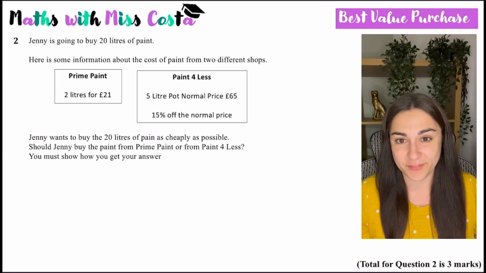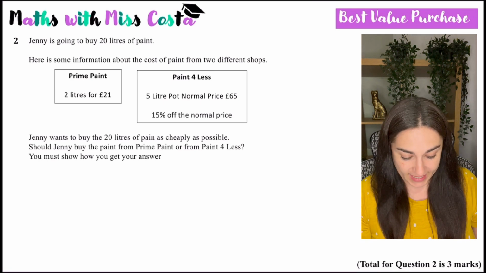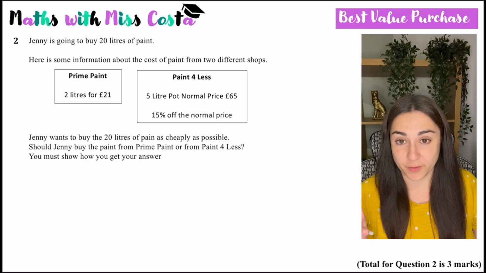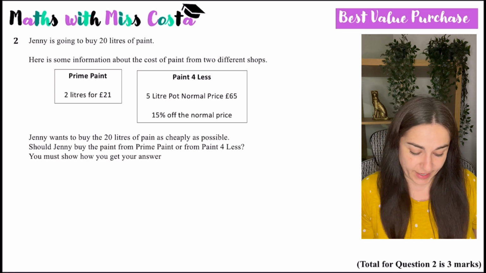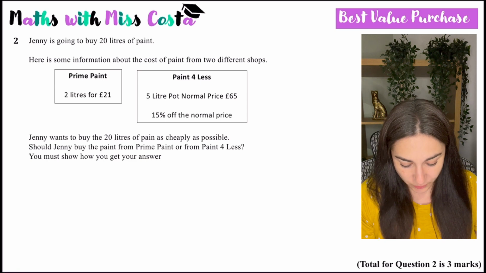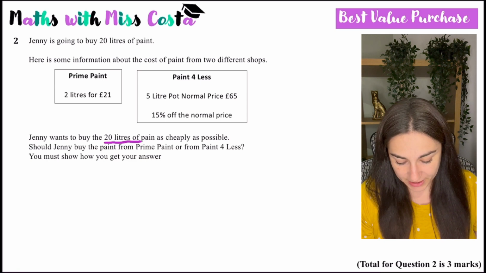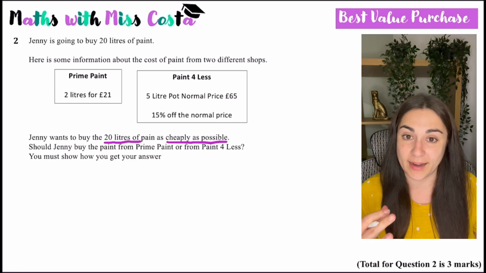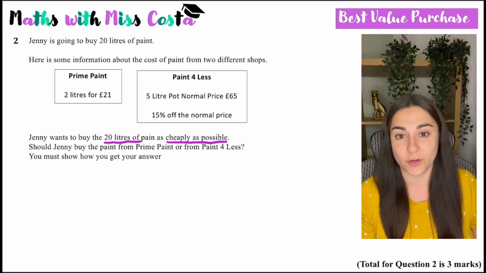So here we've got a best value problem. I'm told that Jenny is going to buy 20 litres of paint, and here's some information about the cost of paint from 2 different shops and which shop should she essentially buy it from. She wants to buy 20 litres of paint as cheaply as possible, so we need to figure out how much it's going to cost in both of the shops.